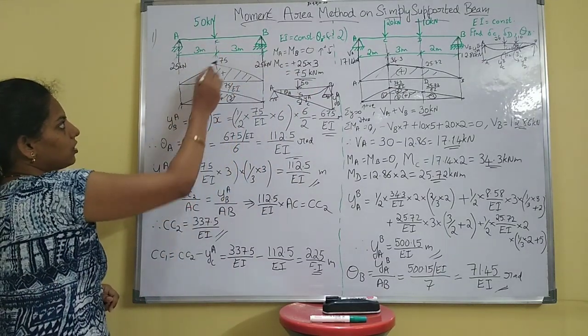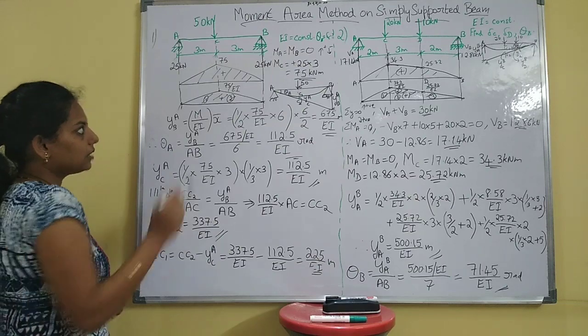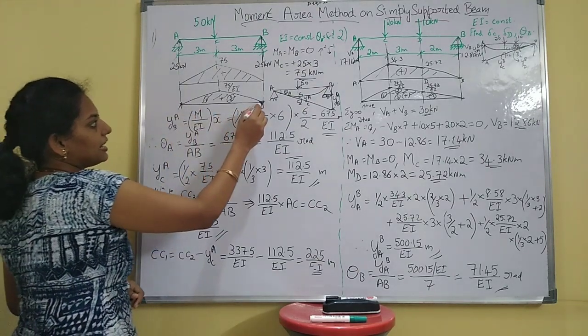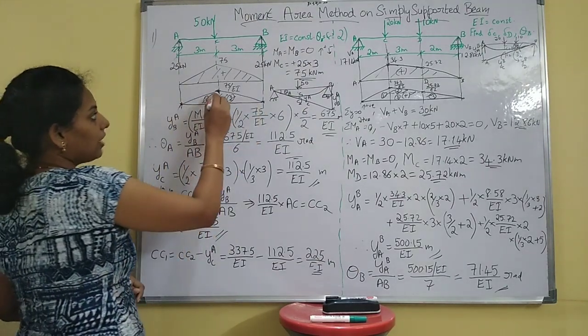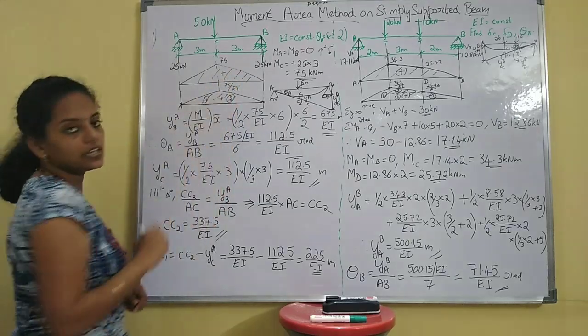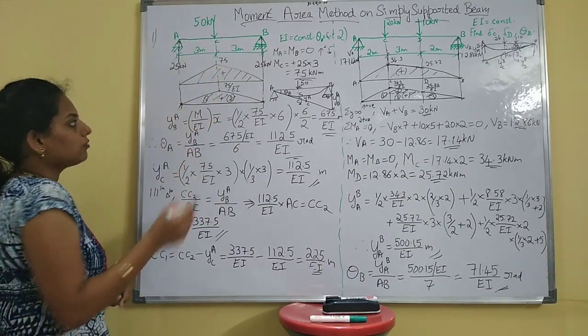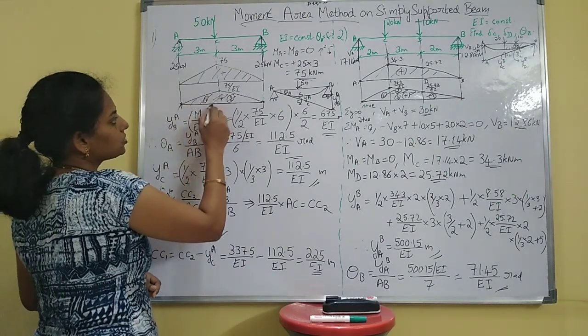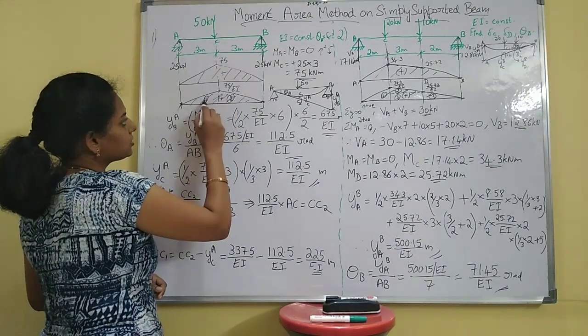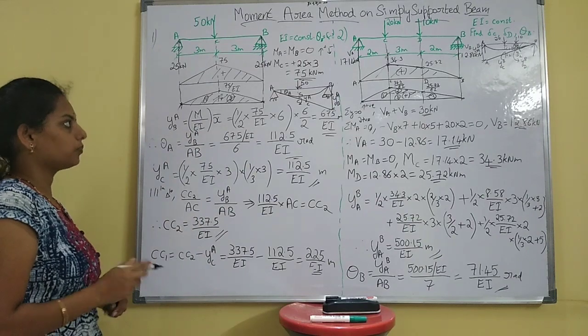Mark it 0, 0 and 75. This is the bending moment diagram. And for the M by EI diagram, you just divide the 75 by EI. Here we have a constant moment of inertia. Okay, so this is your diagram, and this is area 1, region 2.